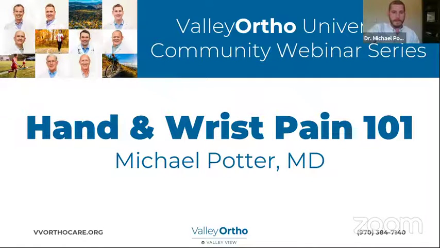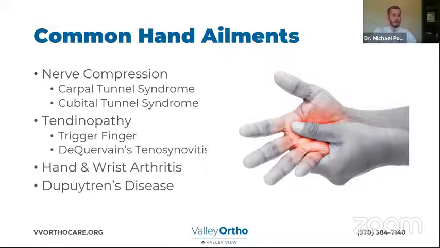So I'd like to spend about 5 minutes each on 4 major topics. These are common hand and wrist disorders that affect people of all ages. With the active population that we have out here in the Valley, I also see and treat a wide variety of hand and wrist fractures. I'll be giving a talk later this fall that's more focused on fracture care and fracture prevention as we head into the season of snow and ice. So tonight we're going to talk about these 4 topics: nerve compression, tendinopathy, arthritis, and Dupuytren's disease.